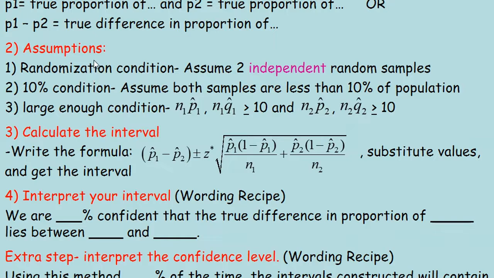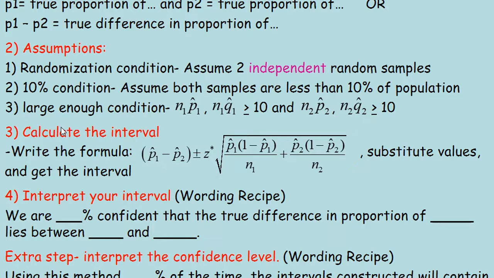The conditions are the same as all the proportions. Randomization condition. Assume we have two random samples. This time, the word independent here is important. You're supposed to say assume two independent random samples. So please type that up on your conditions. The 10% condition is the same as always. We need to make sure that your samples are less than 10% of each population.